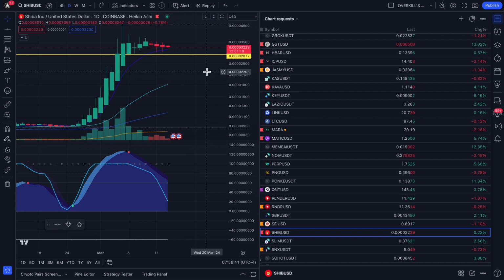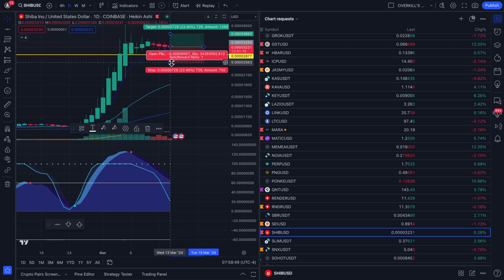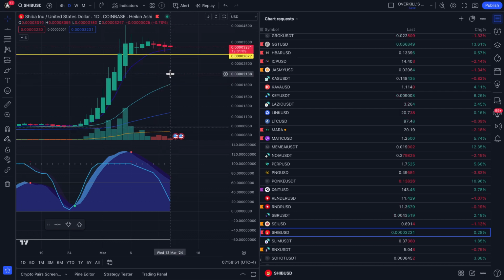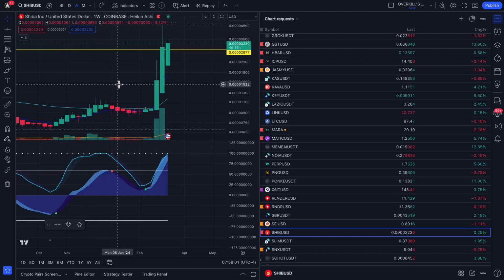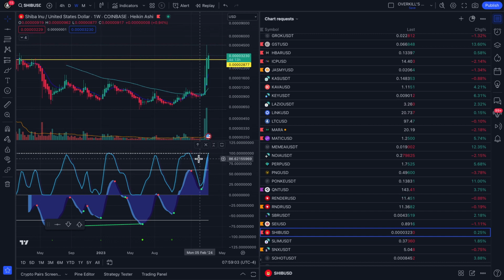So SHIB, I'd be a holder here. I'd definitely be using a stop loss at this level because I don't want to ride this thing back down to here, because that's a 43% drop. So whatever you have right now, cut it in half. I'd probably take half off the table here on SHIB and then let the rest ride until this thing gets back up to 100. So I'd be a holder of SHIB here, and again, being very mindful of where we're at on the weekly.